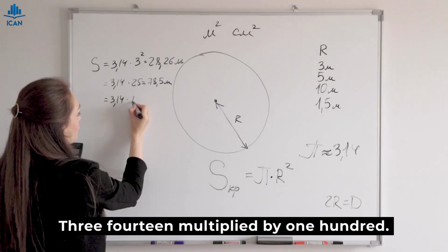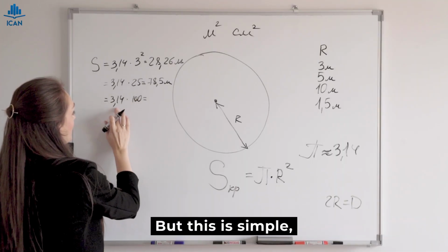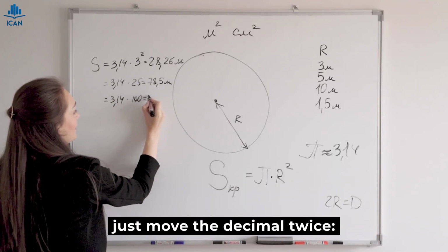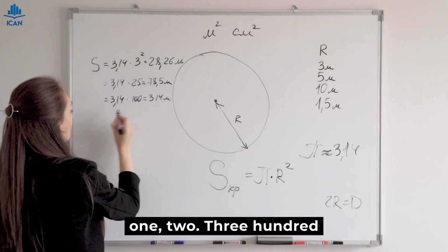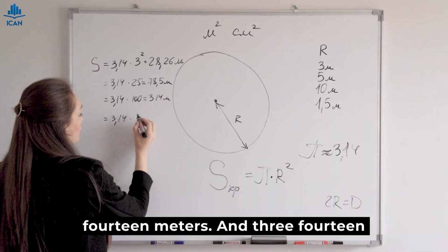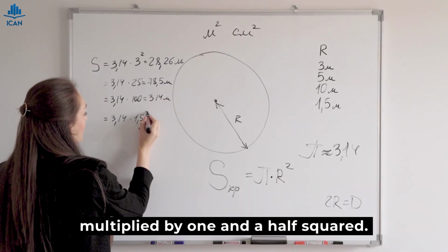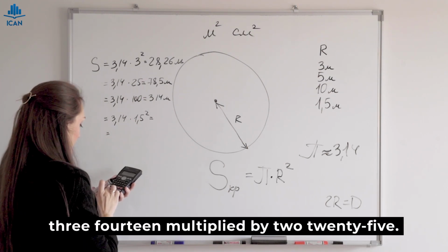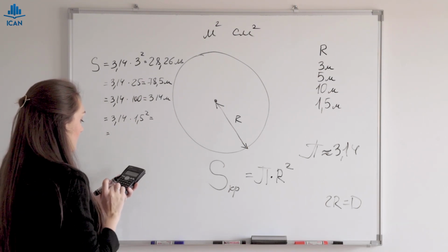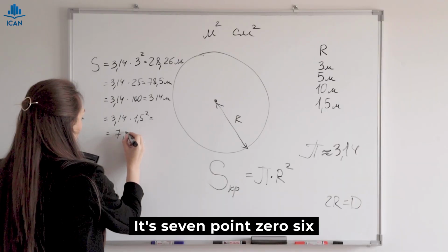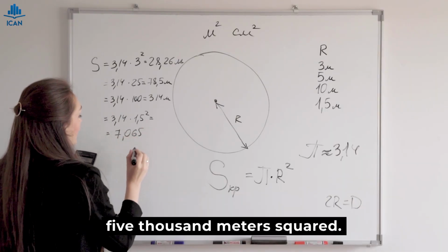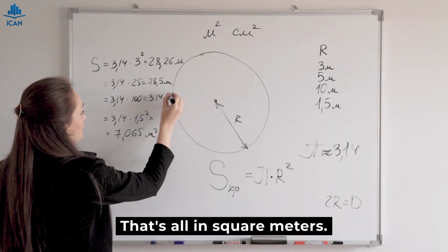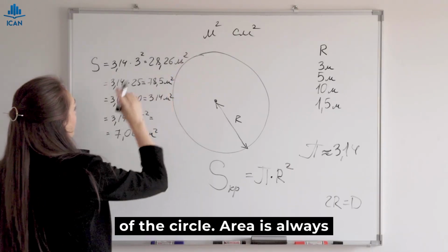3.14 multiplied by 100, but this is simple. Just move the decimal twice. 314 meters. And 3.14 multiplied by 1.5 squared, that's 3.14 multiplied by 2.25. It's 7.065 meters squared. That's all in square meters. So this is exactly the area of the circle.